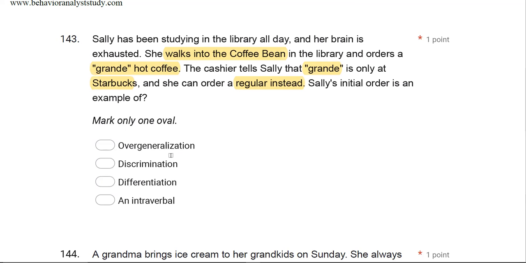A, overgeneralization. Yeah, Sally's overgeneralized ordering a grande hot coffee from Starbucks to other coffee places that don't have grande. This is textbook overgeneralization, a response occurring too often or at inappropriate or improper times. What about discrimination? Well, Sally was unable to discriminate between the coffee shops. I'm sure Sally can, but in this case, she did not.